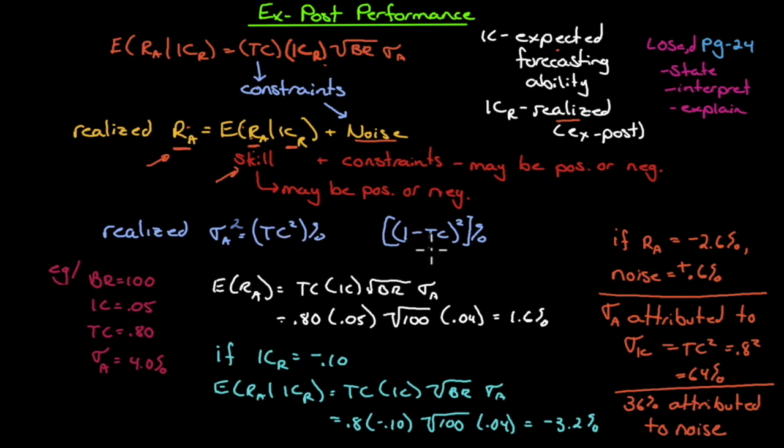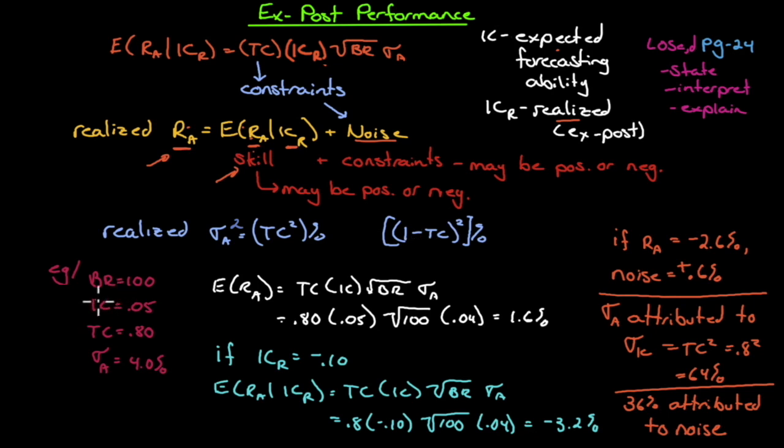And 1 minus TC squared, we're going to look at how we can interpret these. So remember that we can break down our active return into two components, TC squared and 1 minus TC squared. So let's have a look at what we have here.